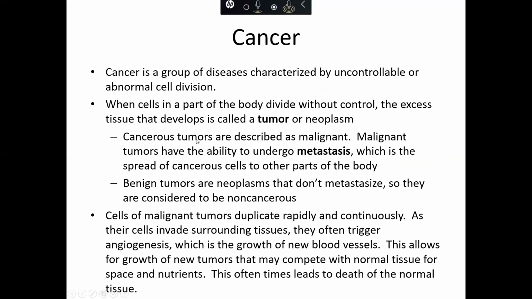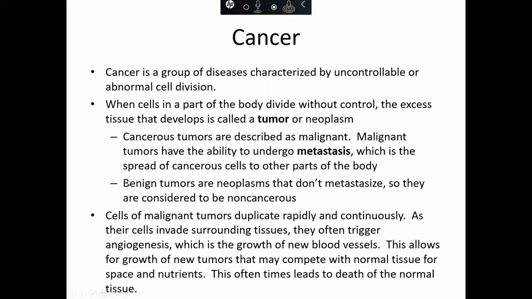Okay. Cancerous tumors are described as malignant, which means that they have the capability to undergo metastasis, the spread of cancerous cells to other parts of the body. That's what makes them very dangerous, because then you can have tumors growing in many parts of the body and invading those tissues and getting in the way of normal organ function or tissue function, whatever.